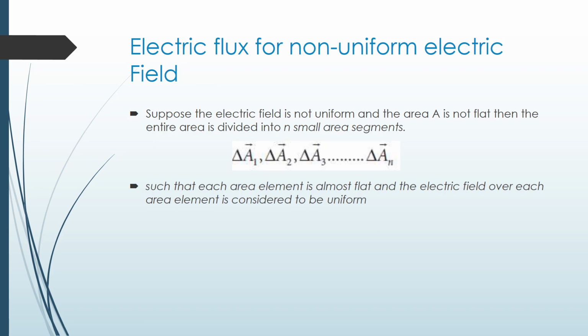Now, electric flux for a non-uniform electric field. If the electric field is not uniform and the area is not flat, we divide the entire area into small n area segments, such as delta A1, delta A2, and delta A3 up to delta AN, such that each area element is almost flat, and the electric field over each area element is considered to be uniform. In order to understand this further, we will go to the next slide.